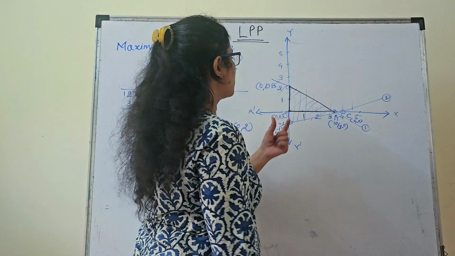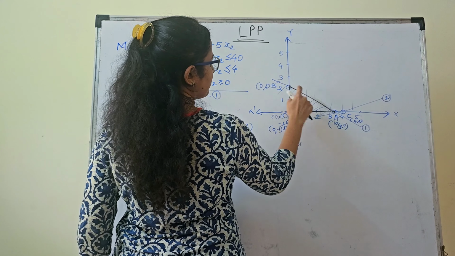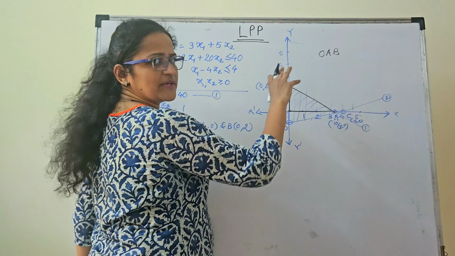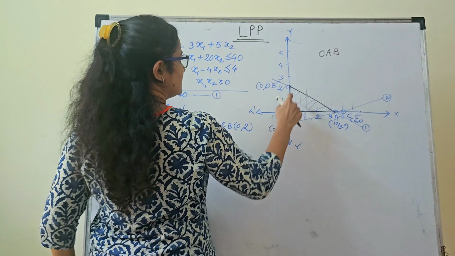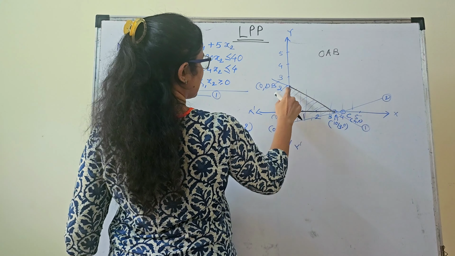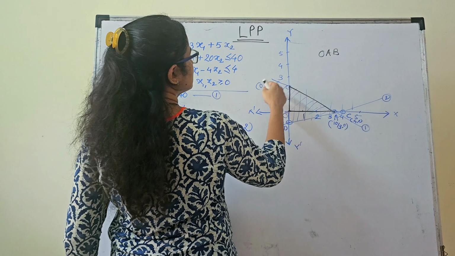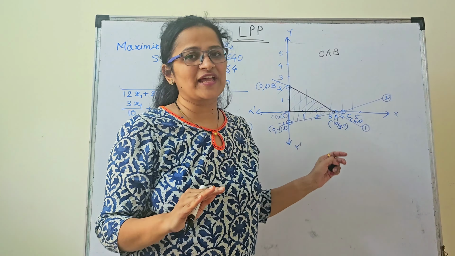So you already know all the coordinates, correct? What are those? Those are nothing but OBA or OAB, you can say. OAB is the feasible region, right? And the next part is what? You have to find out the coordinates of these points. But you already know the coordinates well in advance, correct? O is nothing but 0, 0. A is what? 10 by 3, 0. And B is what? 0, 2. So you already know. So this part of calculation is saved.